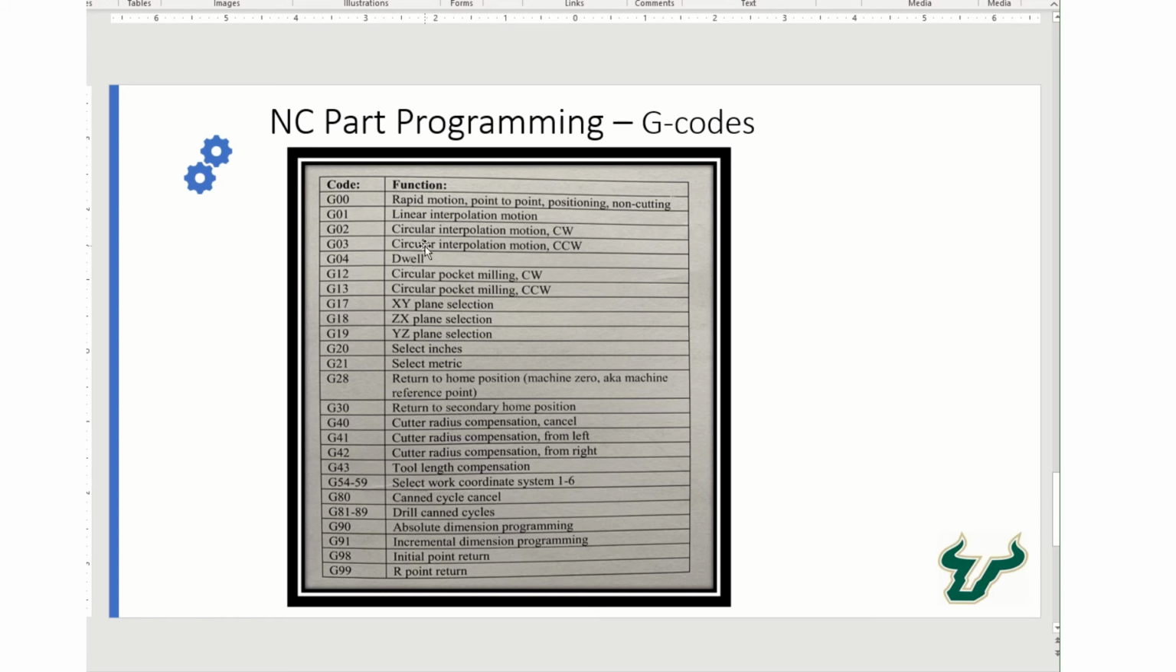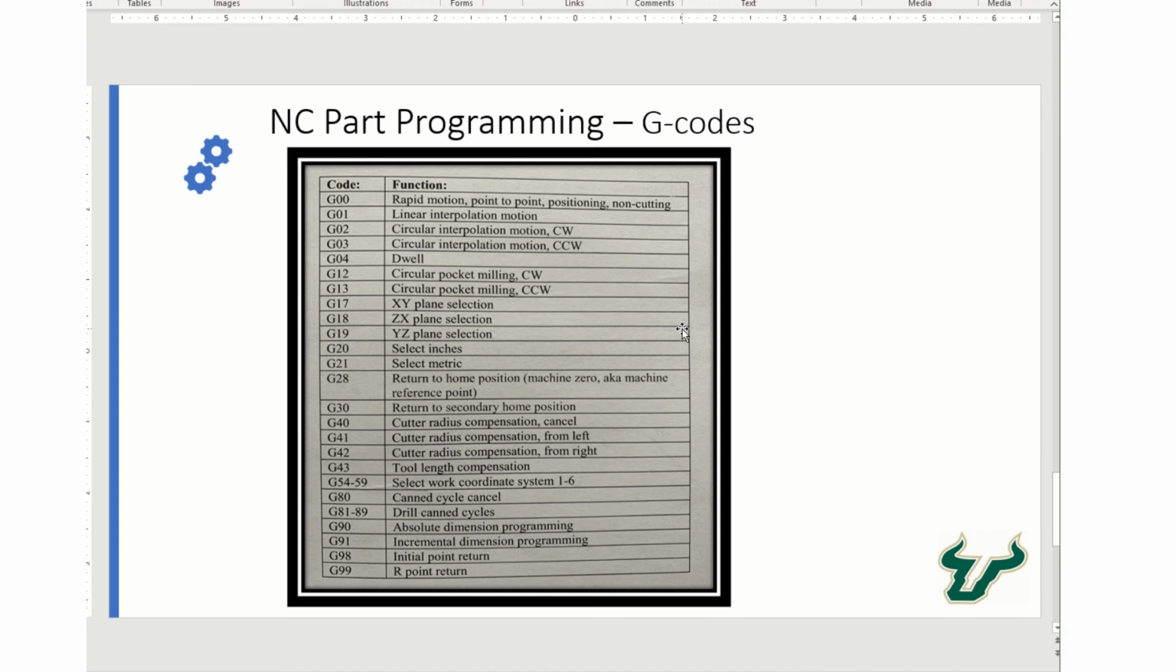But just to have a brief outline or a brief idea about these G codes, G00 is basically just a rapid motion, point-to-point positioning, and it's a non-cutting operation. So when you use this code G00, it means that you're just trying to move the tool from one location to a new location with whatever coordinate system you have provided, and it's basically not cutting, so the tool is lifted over the surface that needs to be machined.